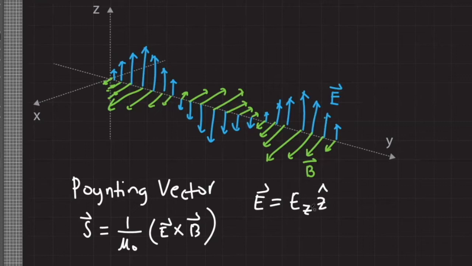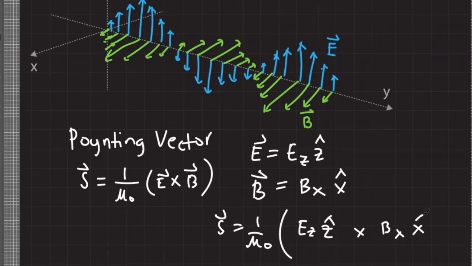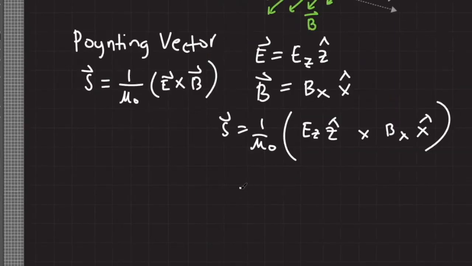We know that E sub z is the electric field component of this wave along the z-axis, and let B equal, it oscillates along the x-axis, it must have a component along the x-axis, and this is along x hat. So if I try to use this, I will be able to determine the direction of the electromagnetic wave. This is equal to S equals 1 over mu naught, E sub z z hat cross B sub x x hat. When doing cross product, it's easier to write it this way, mu sub 0.